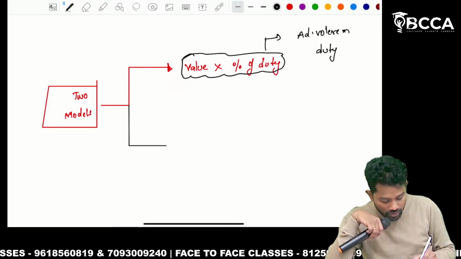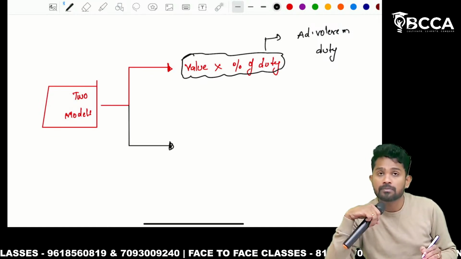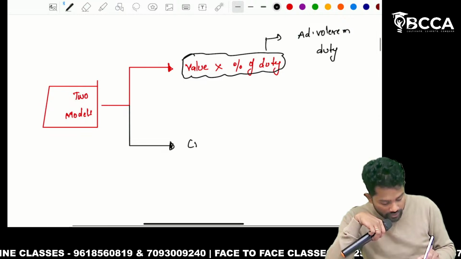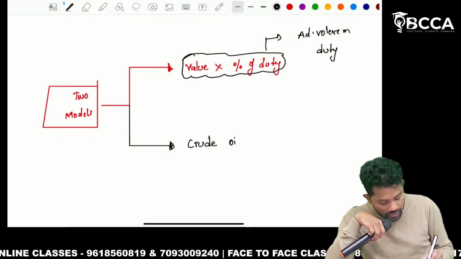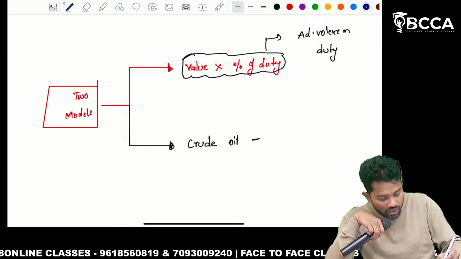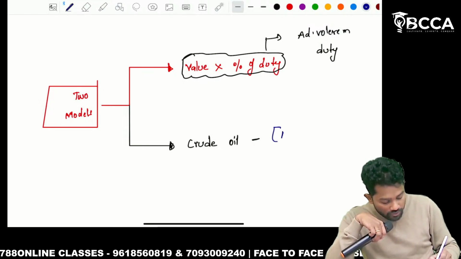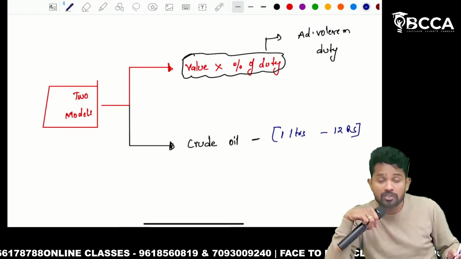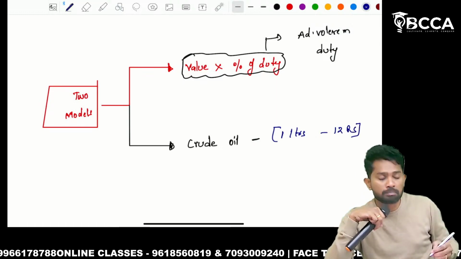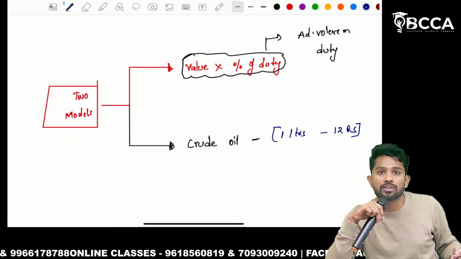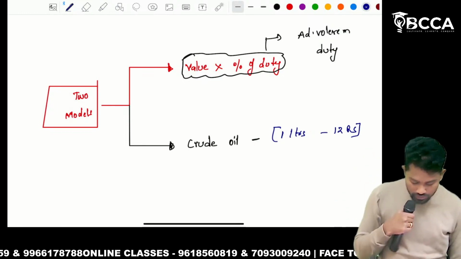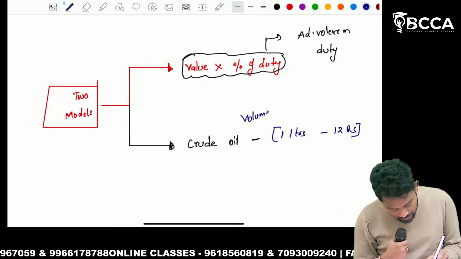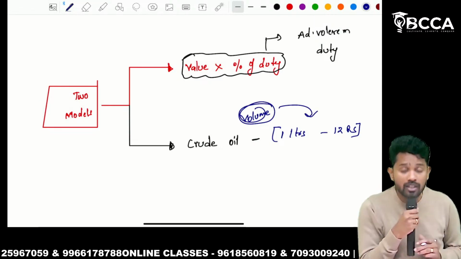Whereas the other model is not value based. It's linked to quantity, weight, volume and measurement. Let's say, for example, crude oil. In India, we import crude oil, right? So for crude oil, the customs duty will be like, for 1 liter, it is 12 rupees. Per 1 liter, 12 rupees. However many liters are imported, that many times 12 rupees will come to the government as customs duty. So here, it's based on volume. How many liters you import determines the duty.